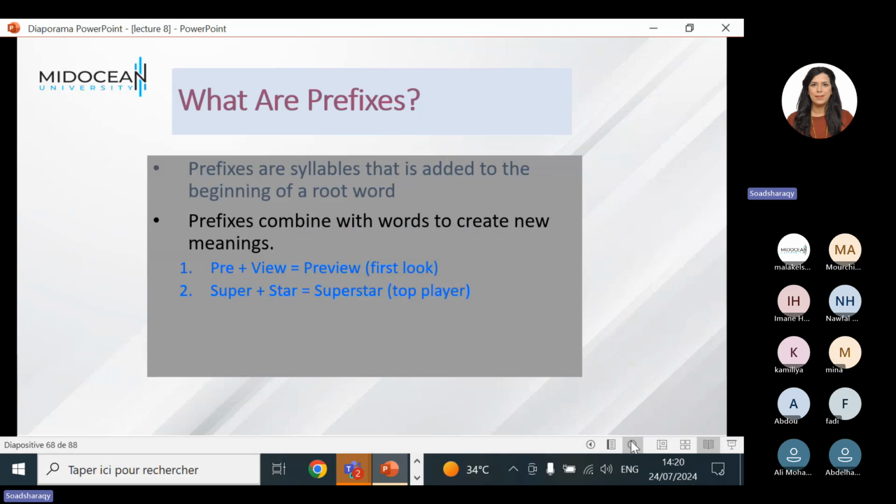What are prefixes? So prefixes are syllables that are added to the beginning of a root word. So prefixes combine with words to create new meaning. Example, pre plus view equals preview, which means first look. Example number 2, super plus star equals superstar, top player.